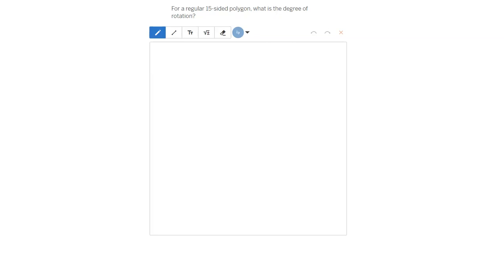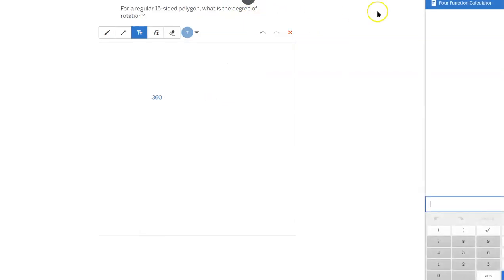Notice we have a regular polygon given to us, so we're going to take 360 and divide that by the number of sides. So this one is 360 divided by 15. Let's go ahead and pull out our handy dandy calculator.